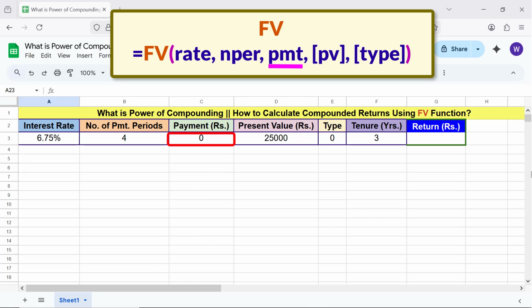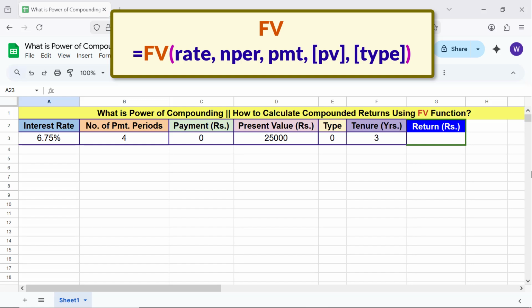PMT is the payment, for example SIP, made in each period. PV is the present value of an investment. Type is optional and specifies if payment is made at the beginning or end of each month. Default value is 0, indicating payment is made at the beginning.